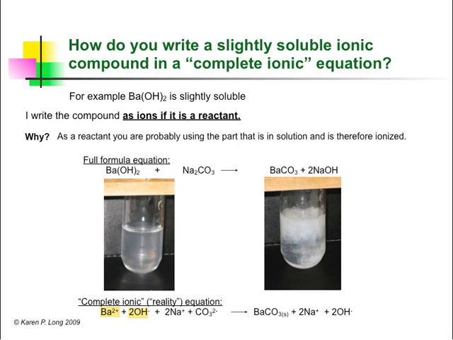That this tube does contain barium ions can be seen when a clear solution of sodium carbonate, which is not shown, is added. A precipitate of the insoluble barium carbonate is formed. That's the picture on the right. You see the full formula equation on the top here and the complete ionic equation with the precipitate, barium carbonate, on the bottom.